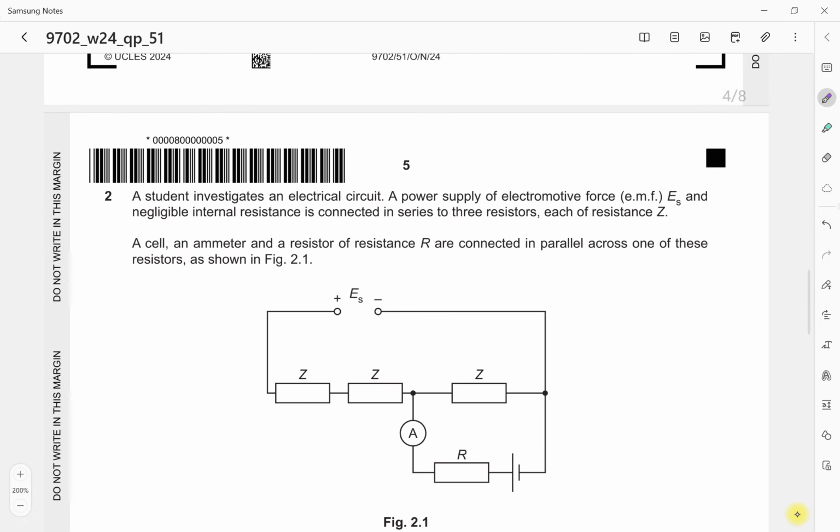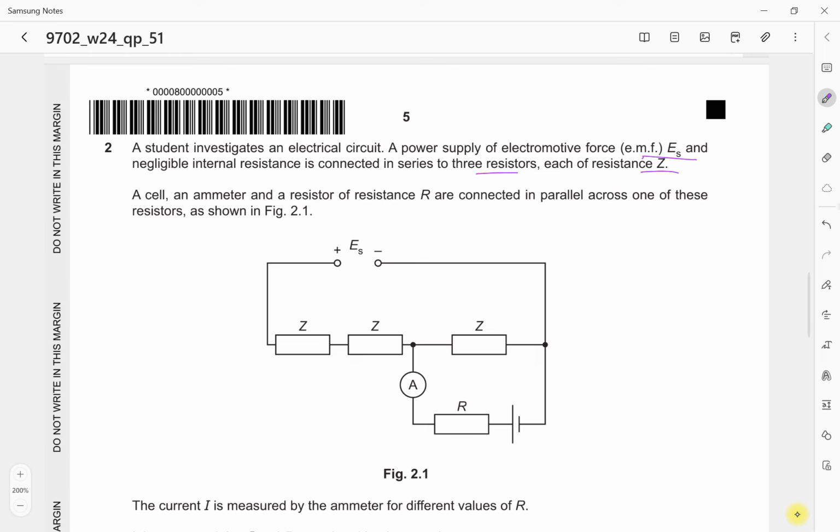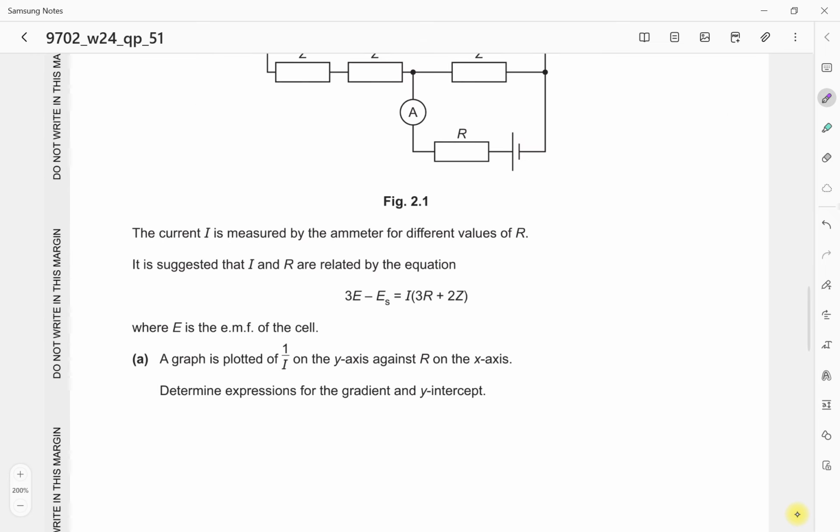A student investigates an electrical circuit, a power supply of EMF ES. So ES is the EMF of the power supply. A negligible internal resistance is connected in series with 3 resistors, each of resistance Z. A cell, an ammeter, and a resistor of resistance R are connected in parallel across one of these resistors as shown. The current I is measured by the ammeter for different values of R.